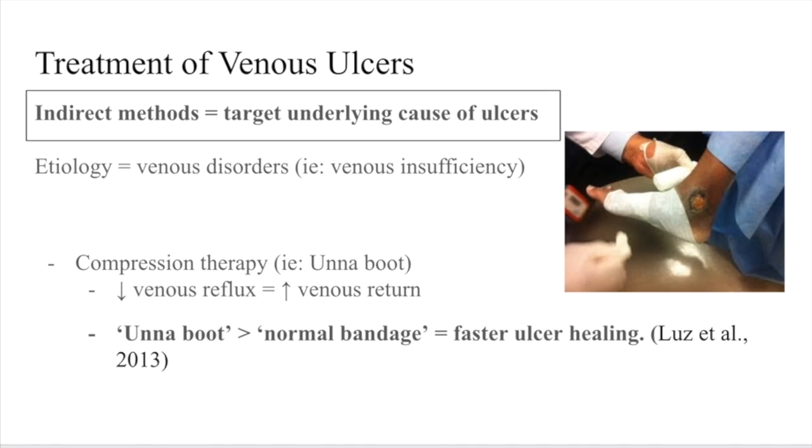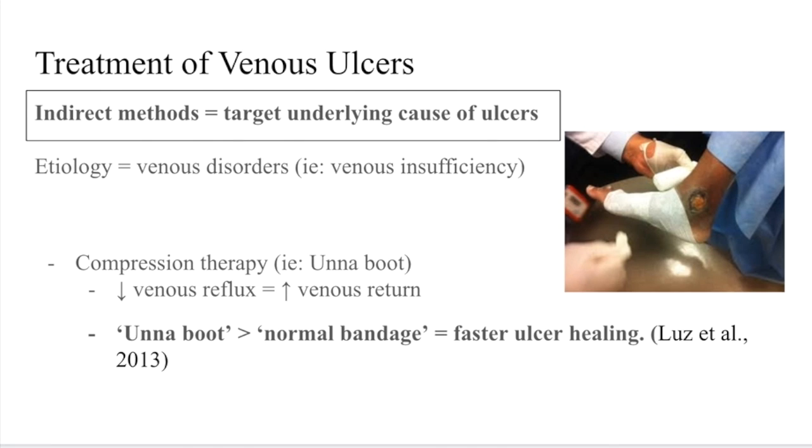Indirect methods of treating venous ulceration include alleviating the underlying cause, which is venous insufficiency. Compression therapy is a form of wound care that supports the veins by assisting venous return to the heart, preventing venous reflux, and therefore preventing blood from accumulating in the legs. A popular method of compression therapy is the Una boot, a specialized gauze bandage which is applied from the toes to just below the knee.